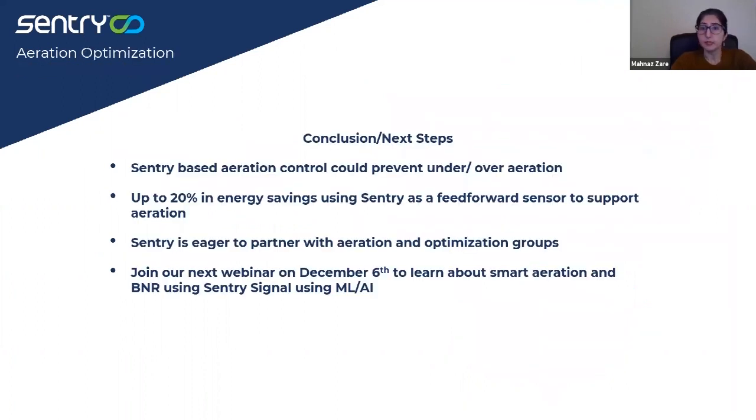To conclude, SENTRY can be used as a feed-forward system to support aeration control, and compared to a feedback DO system, we believe that we can improve the feedback. We just try to peak shave the DO feedback since it cannot act fast enough, and we do continue to work on this and improve it. We estimate that using SENTRY for feed-forward aeration support, we are able to help plants save up to 20% in energy savings. We are eager to work with partners, with aeration groups, optimization groups.